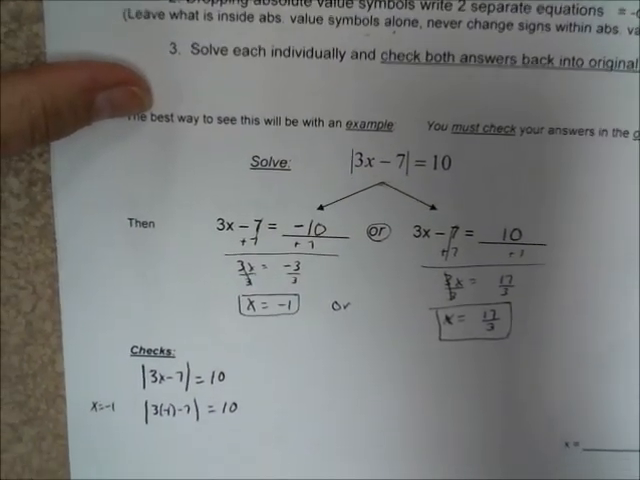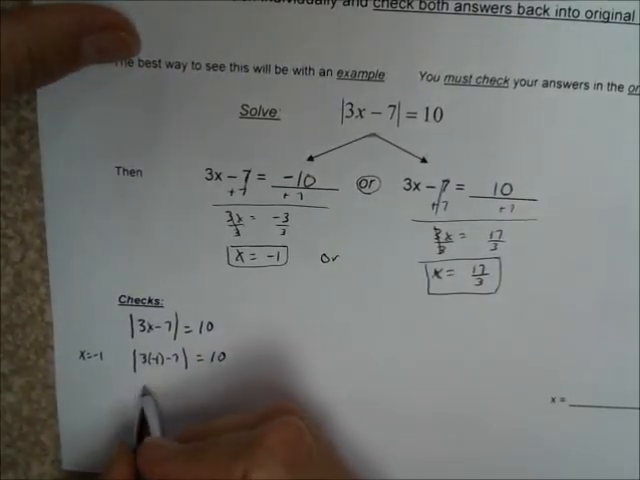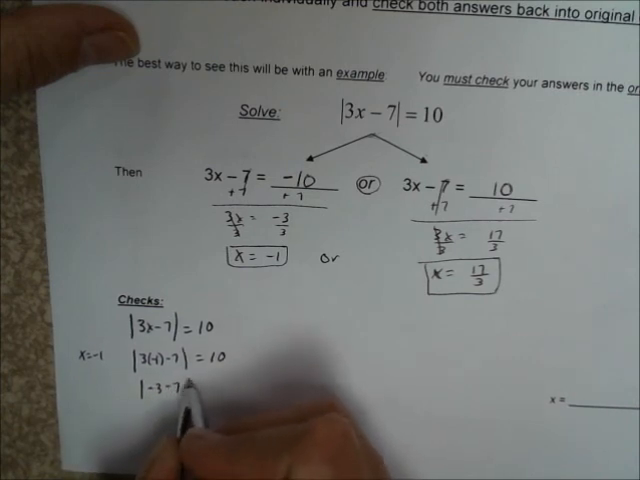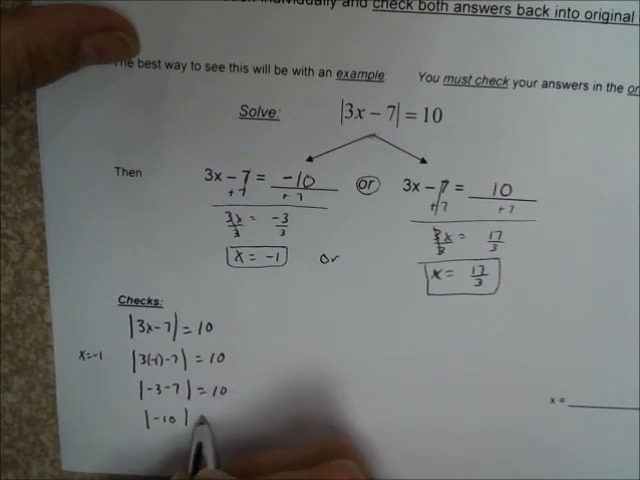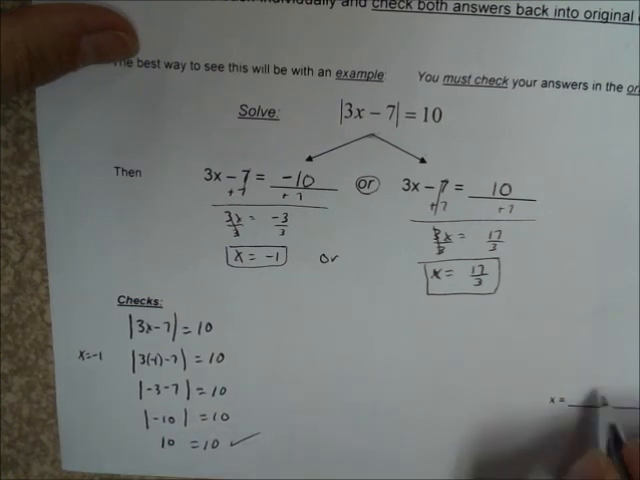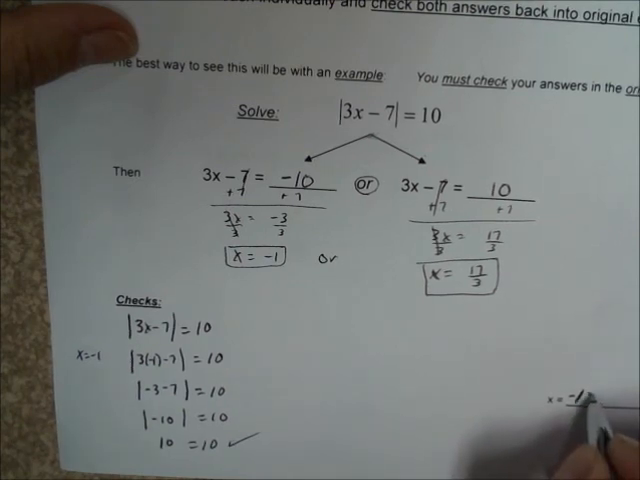Well, the absolute value, 3 times negative 1 is negative 3. Negative 3 minus 7 is equal to negative 10. And the absolute value of negative 10 is 10. And 10 equals 10, so that checks. So we've got x equals negative 1 is our first answer.